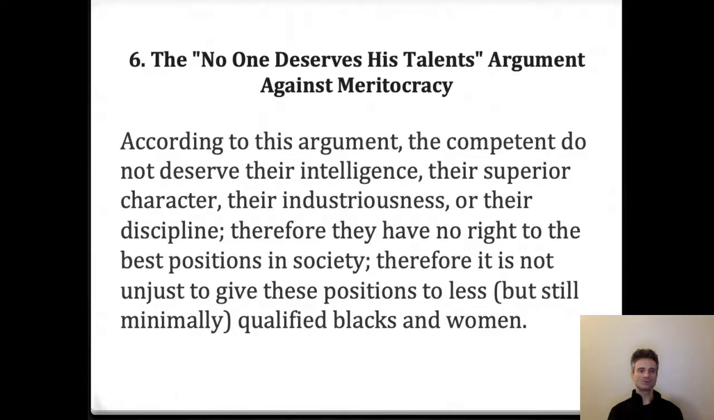So since you don't deserve these things, it follows, according to this argument, that you have no right to claim these characteristics. And by the same token, you have no right to the positions in society that you have. Consequently, it is not unjust to give these positions to less but still qualified blacks and women and minorities.